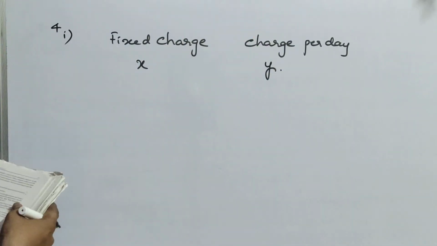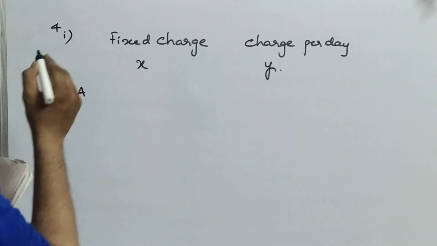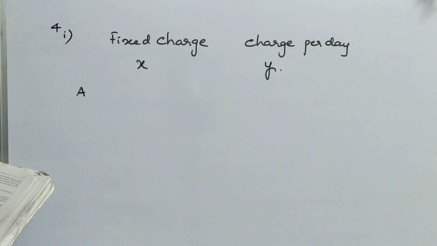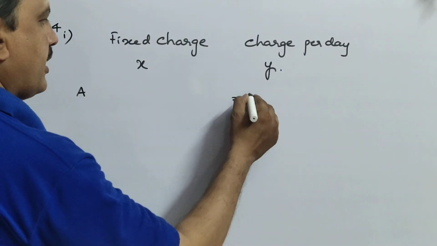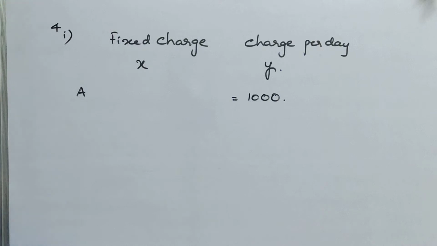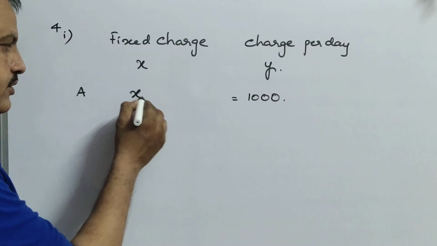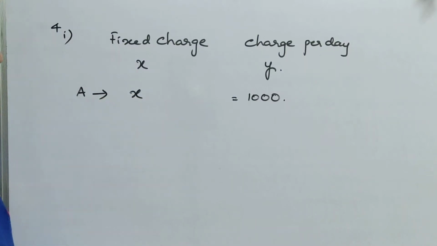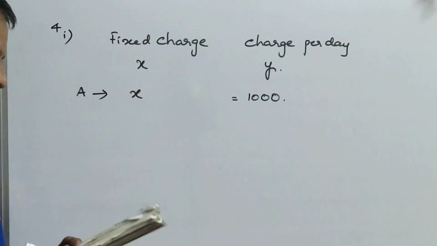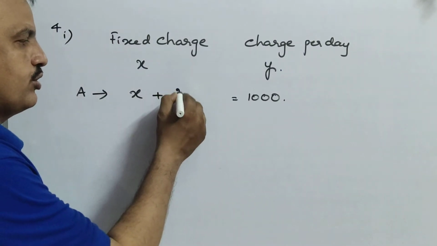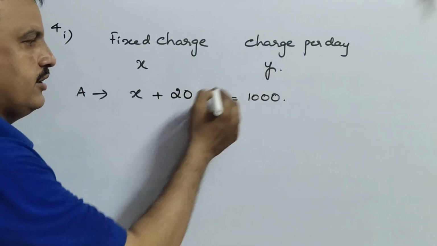So now A is a person, A is a boy. When student A takes the food for 20 days, he has to pay 1000 rupees. How much does A have to pay? 1000 rupees amount he has to pay. On what basis? Fixed charge is X rupees. So A is a student paying 1000 rupees. Fixed charge X rupees, and how many days is A there? 20 days. He took 20 days food. So 20 into Y.